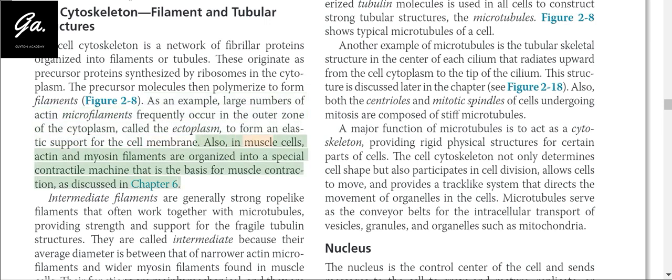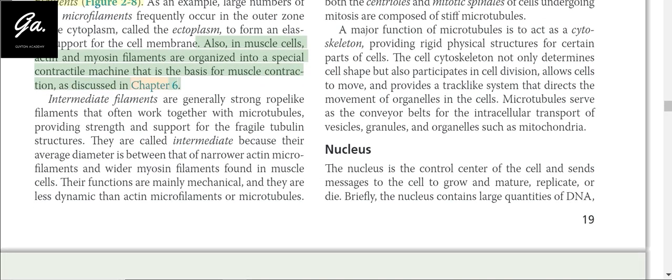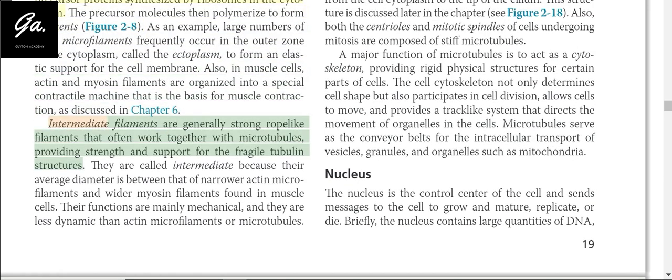Also, in muscle cells, actin and myosin filaments are organized into a special contractile machine that is the basis for muscle contraction, as discussed in Chapter 6. Intermediate filaments are generally strong rope-like filaments that often work together with microtubules, providing strength and support for the fragile tubulin structures. They are called intermediate because their average diameter is between that of narrower actin microfilaments and wider myosin filaments found in muscle cells.